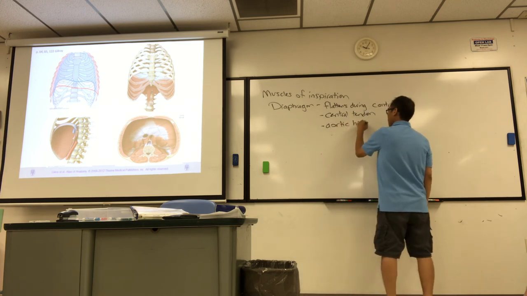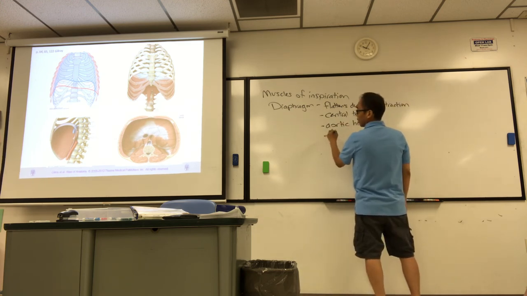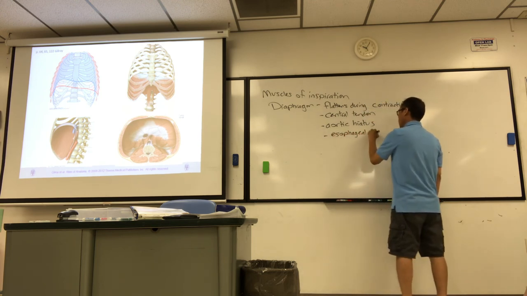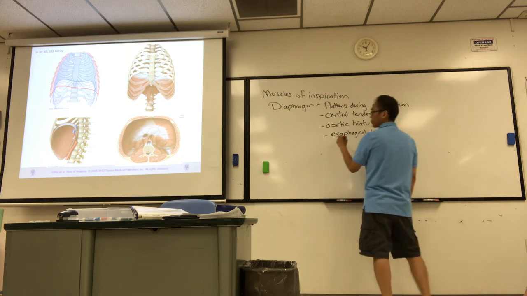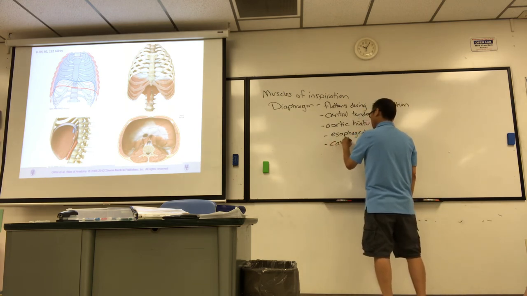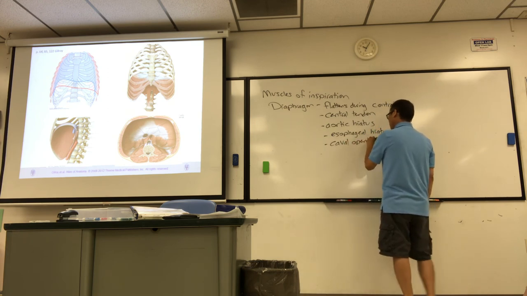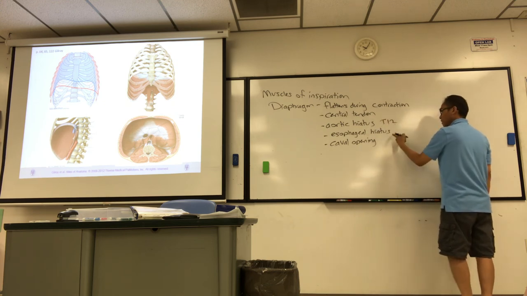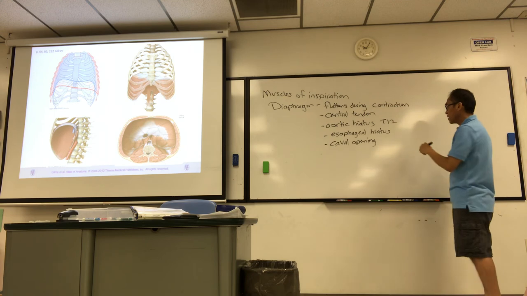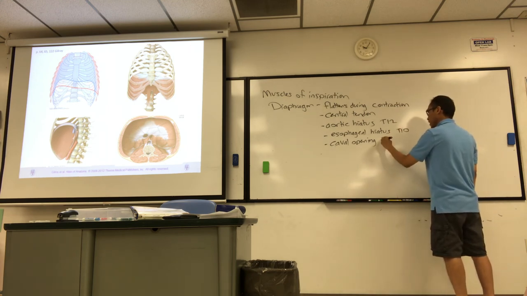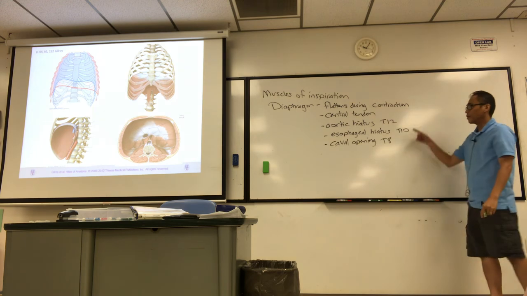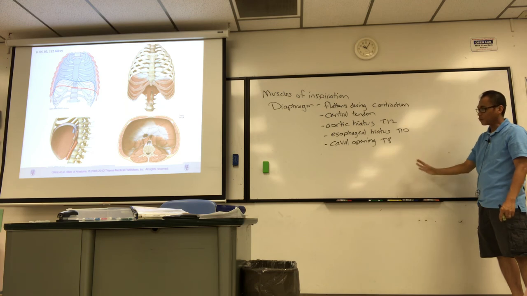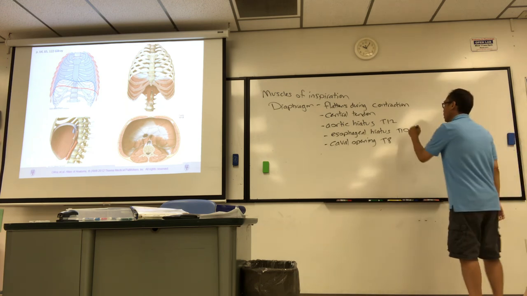Aortic hiatus. Esophageal hiatus, caval opening. And they're happening at different levels. The aortic hiatus is the lowest, at around T12. The esophageal hiatus is kind of like mid-level, T10. And the highest opening is the caval opening at around T8. And so for aorta, esophagus, inferior vena cava, they're all going through those places.